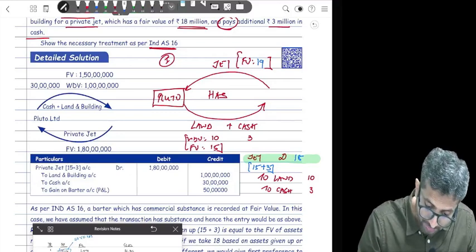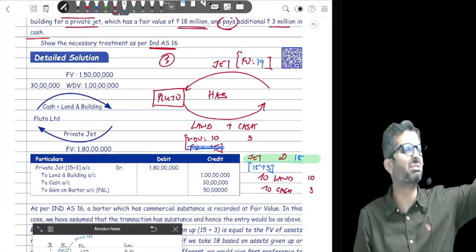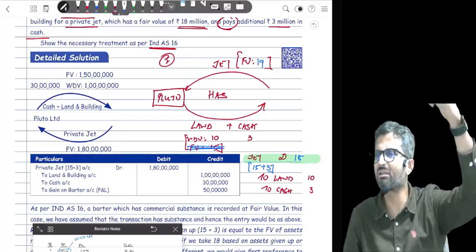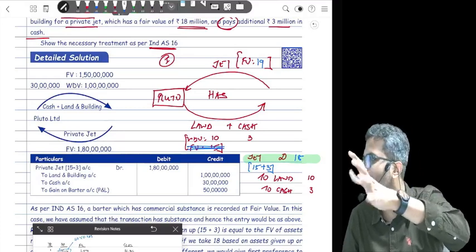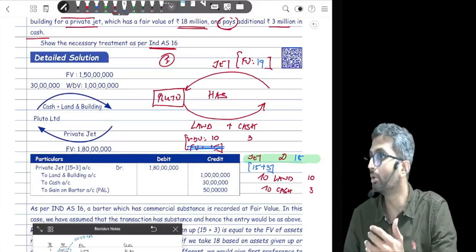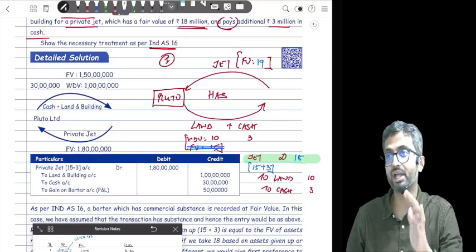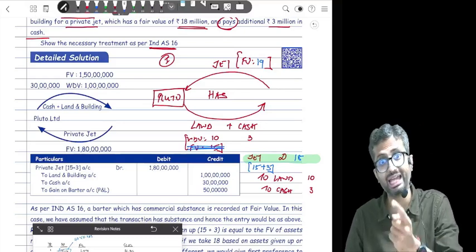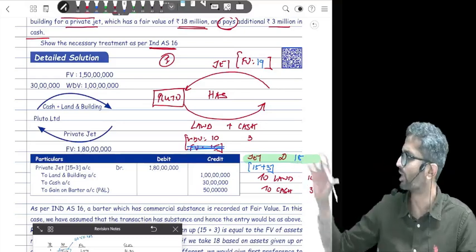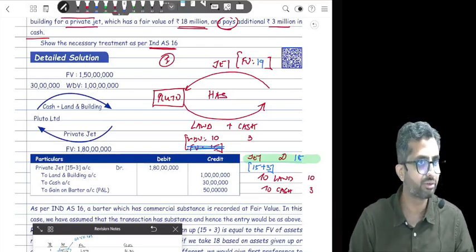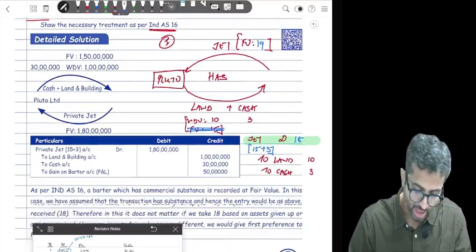But what if this data was not given? Let us say you were not given the fair value of land, or you were told that land is located in a very remote area. No transactions have happened in the past. Fair value of land is not reliable. Then what will you do? Then you take the fair value of the asset received. Then you would have taken 18, 19, whatever it is. Are we clear with this, everyone? Yes, okay.